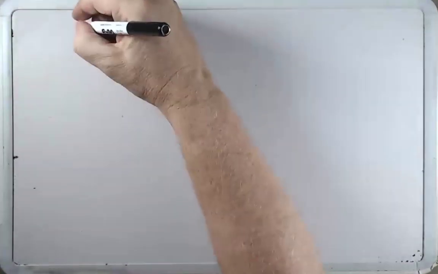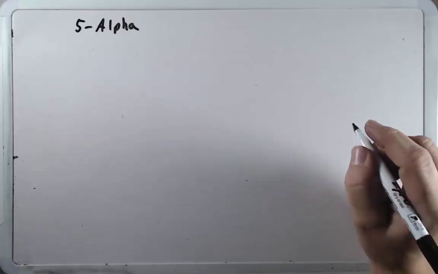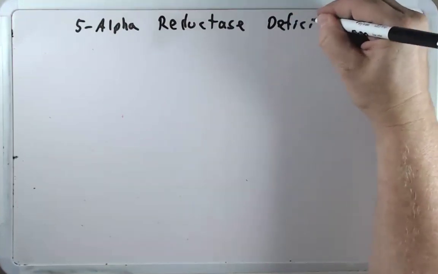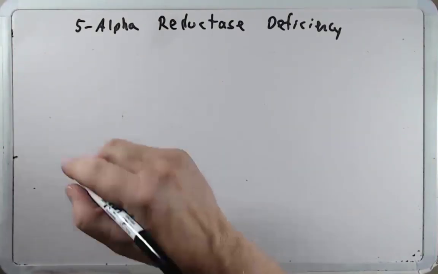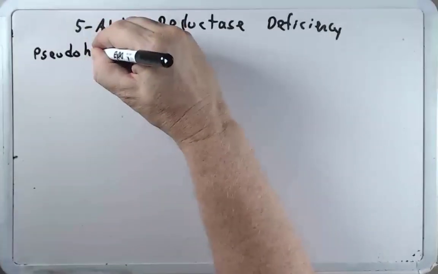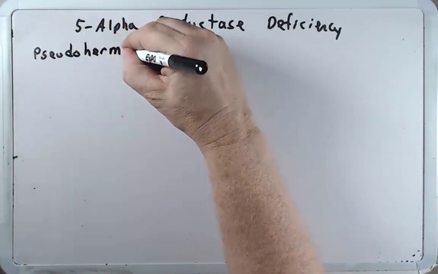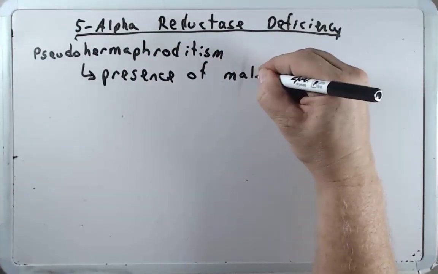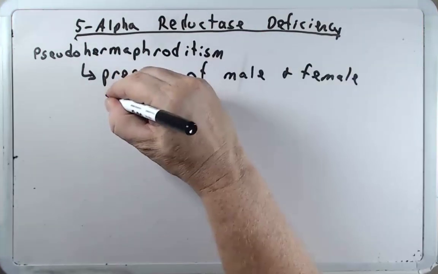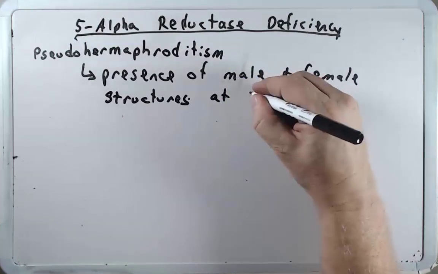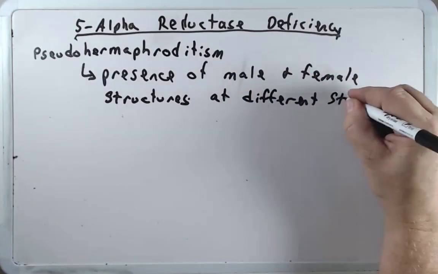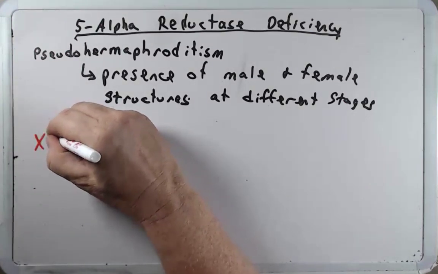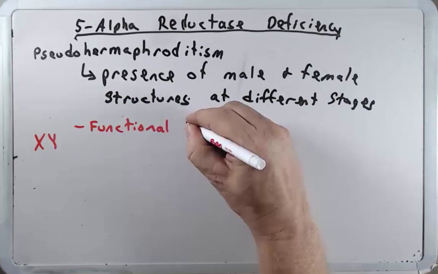Something to think about. Next, I would like to talk about 5-alpha reductase deficiency. 5-alpha reductase deficiency is a form of pseudohermaphrodism. In simple terms, this means the presence of male and female structures at different stages. These individuals who have 5-alpha reductase deficiency are XY. They have a functional SRY gene.